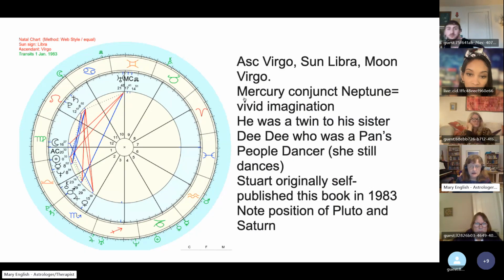So this is Stuart's natal chart. He was a sun sign Libra. You'll see his sun sign there, and you'll see the number 0 next to it. So he was born just into the sign of Libra. His ascendant is Virgo, and his moon is in Virgo in the 12th house.